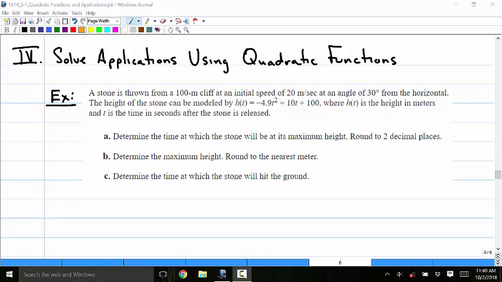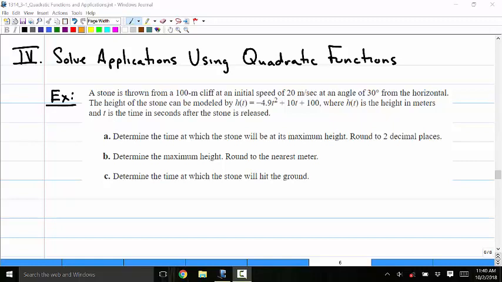Let's go look at practical applications of the quadratic function. One of the applications that uses quadratics is projectile motion. And if you've taken physics, you've probably seen problems like this. A stone is thrown from a 100-meter cliff at an initial speed of 20 meters per second at an angle of 30 degrees to the horizontal.